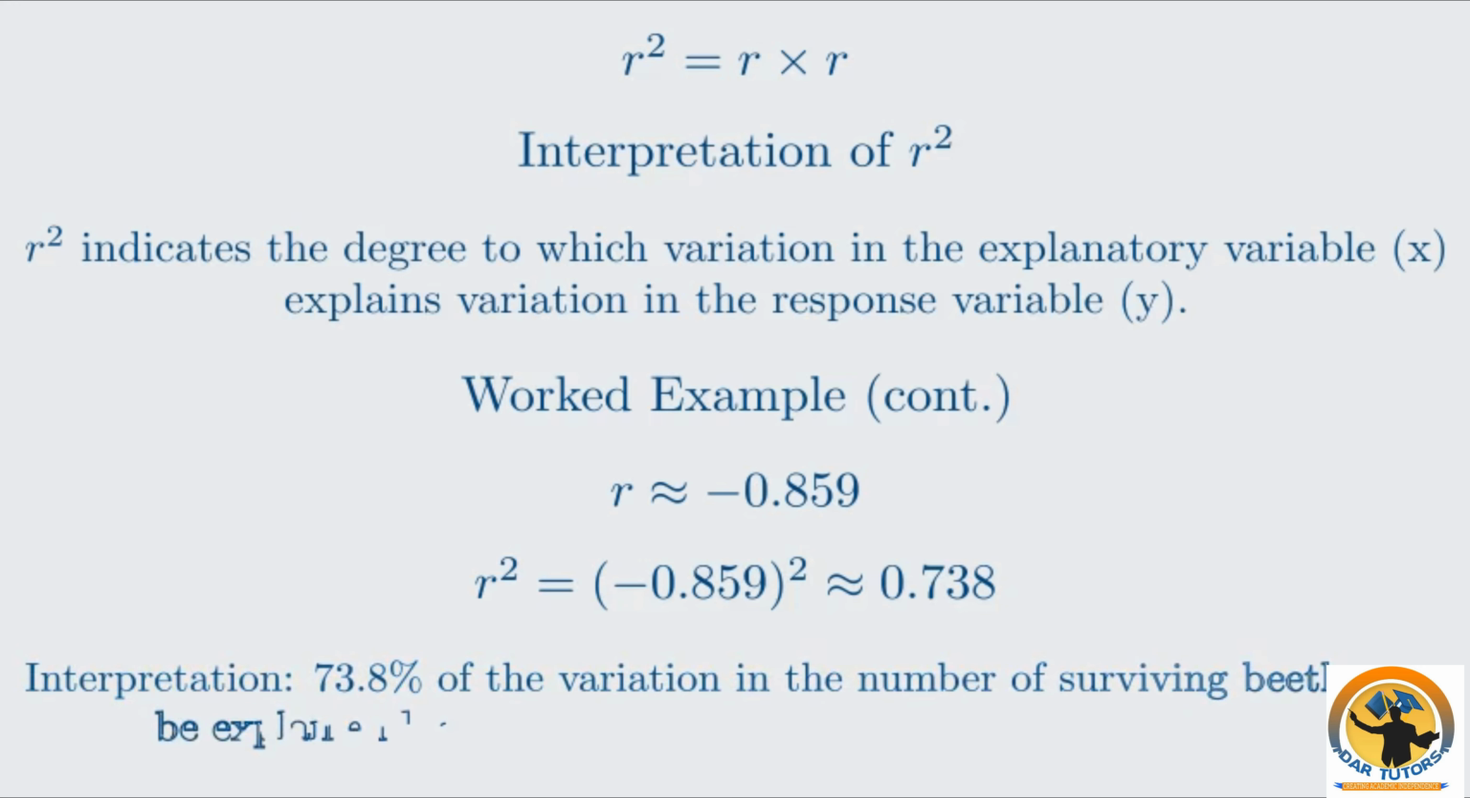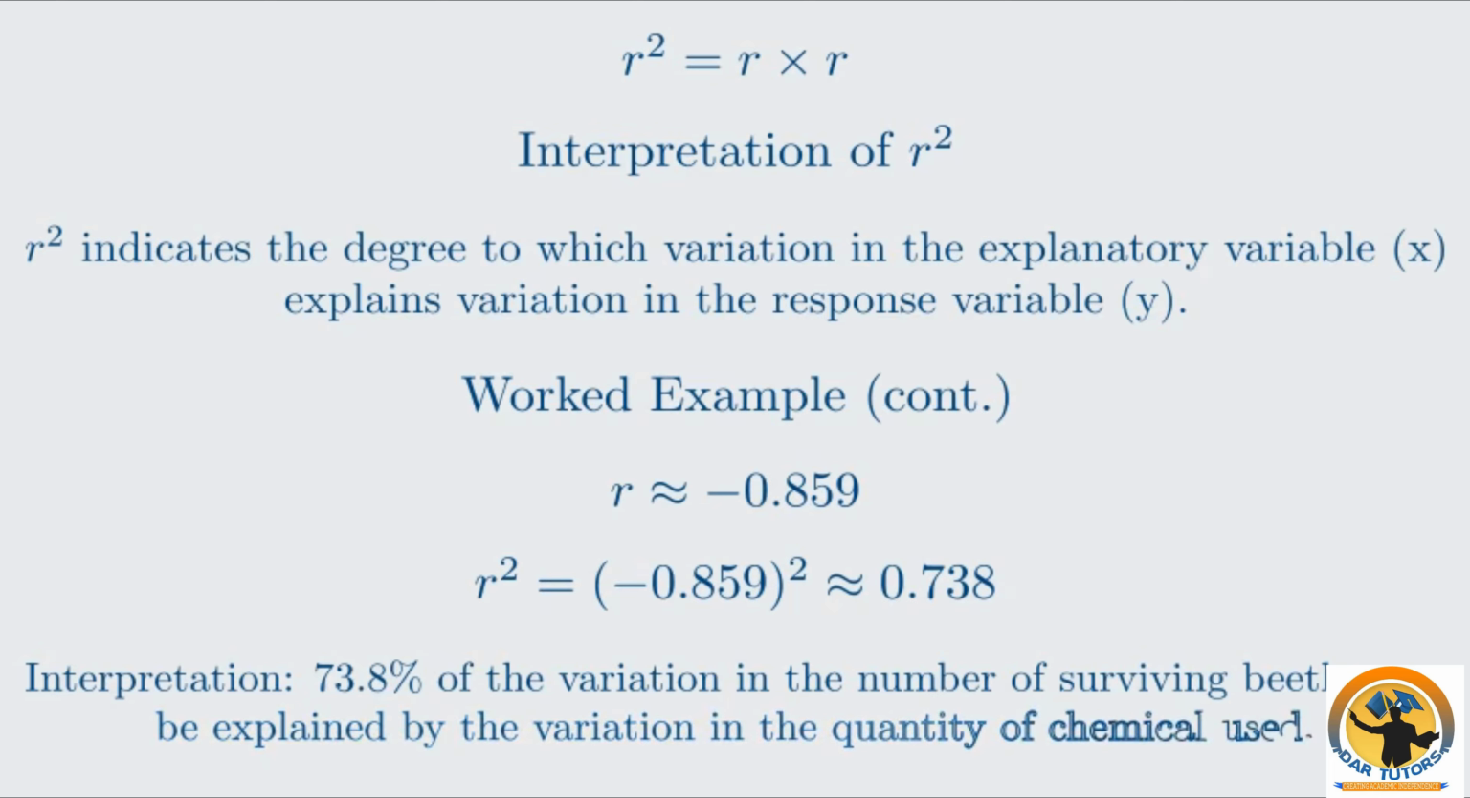This means that 73.8% of the variation in the number of surviving beetles can be explained by the variation in the quantity of chemical used. The remaining 26.2% is due to other factors, such as environmental conditions or beetle immunity.